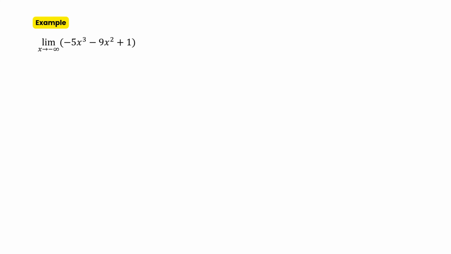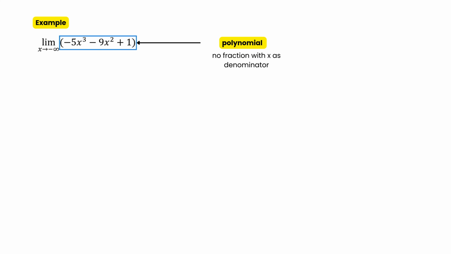Let's take this one as an example. First, we can see it's a limit that tends toward infinity, in this case, negative infinity. Second, we can see it's a polynomial because it's just an expression with no fraction that has an x in the denominator. So how do we work out the limit? We only focus on the term with the highest power of x. In this case, that's minus 5x to the power of 3.